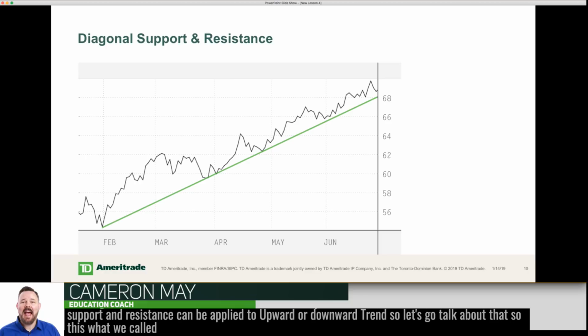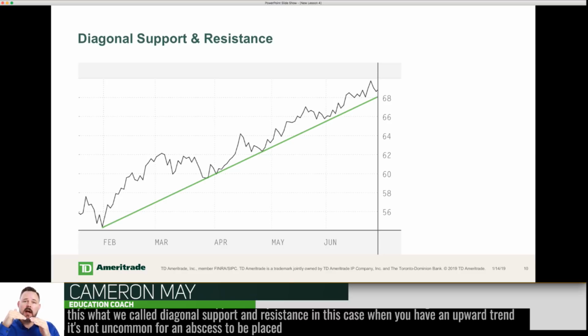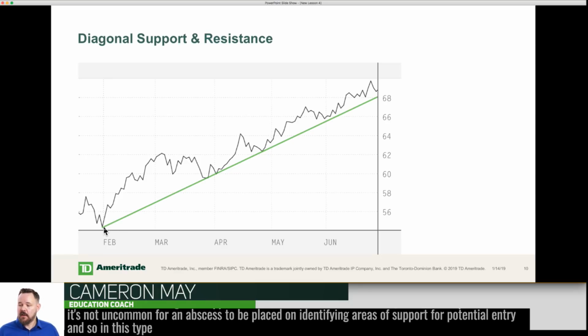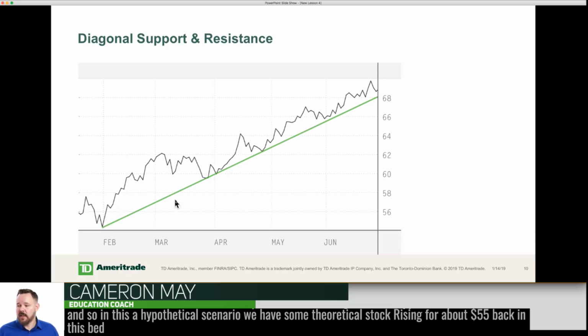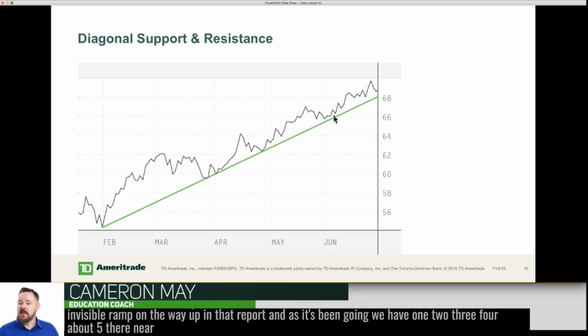So this is what we call diagonal support and resistance. In this case, when you have an upward trend, it's not uncommon for an emphasis to be placed on identifying areas of support for potential entry. In this hypothetical scenario, we have some theoretical stock rising from about $55 back in this February timeframe up to above $68. You'll notice there seems to be this invisible ramp on the way up, and that's what we call support. And as it's been going, we have 1, 2, 3, 4, about 5 there, near miss, 5, 6, 7 touch points.